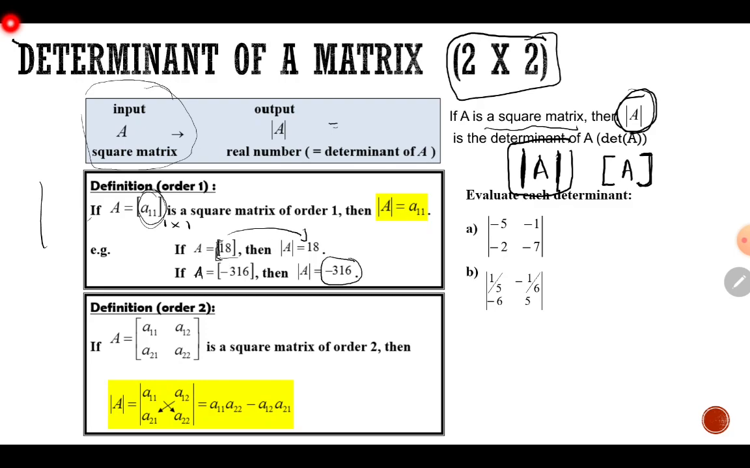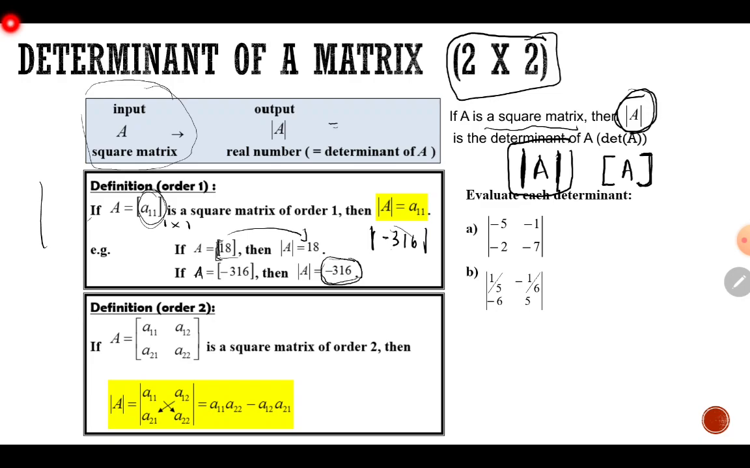Jangan pula you nampak macam ni, you kata ni kan modulus. No, this is not modulus, this is determinant. In matrices we call this determinant, so it won't come out as positive, but it will come out as it is. Okay, so negative 316.